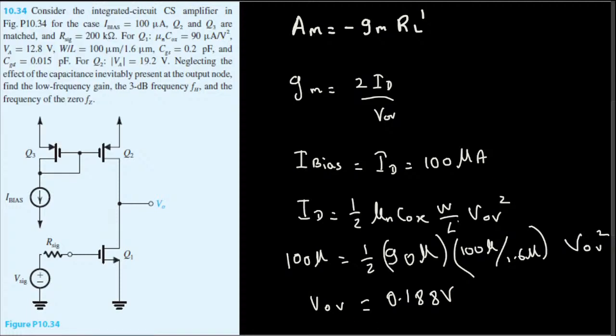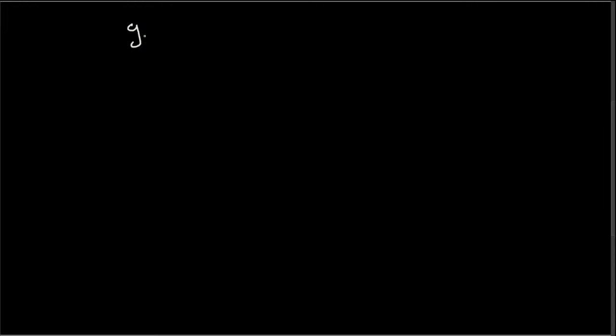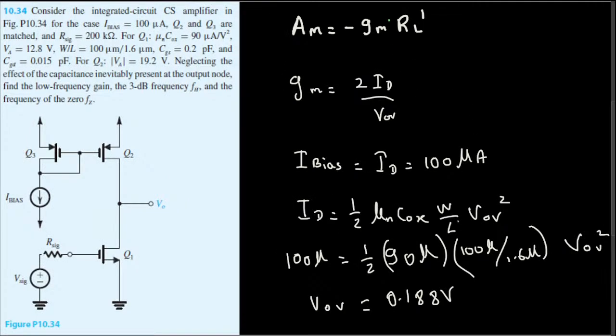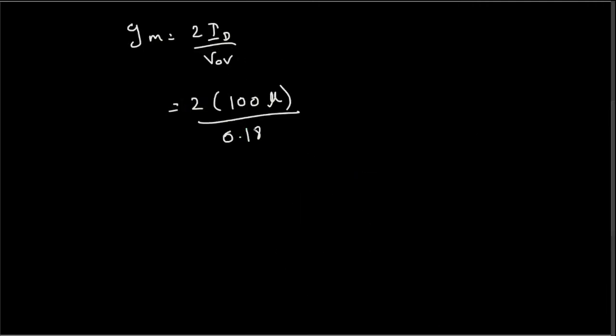Once we have the VOV value, we can find out the transconductance. That is GM is equal to 2ID over VOV. GM is equal to 2ID divided by overdrive voltage, and here 2 times the ID current is 100 microampere, and then the overdrive voltage we just found out, that is 0.188 voltage. Plug it all in and find the transconductance. That will give you 1.06 milliampere per voltage.